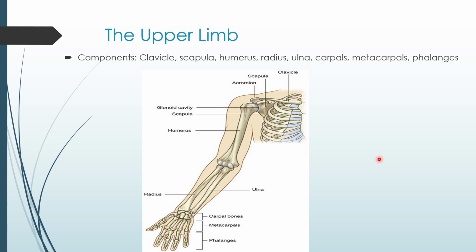Now, coming back to the upper region again, we would like to study the upper limbs especially. We are going to study both arms. Both arms are considered upper limbs, and both legs are considered lower limbs. In this upper limb region, what we are going to study is the clavicle, scapula, humerus, radius, ulna, carpals, metacarpals, and phalanges.